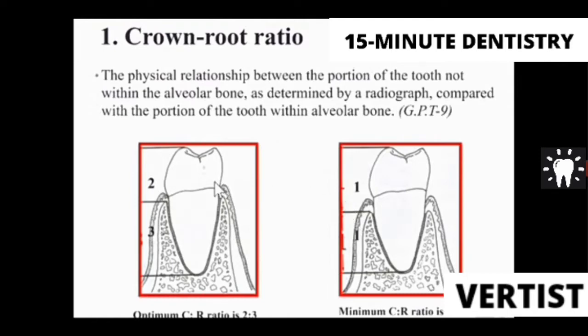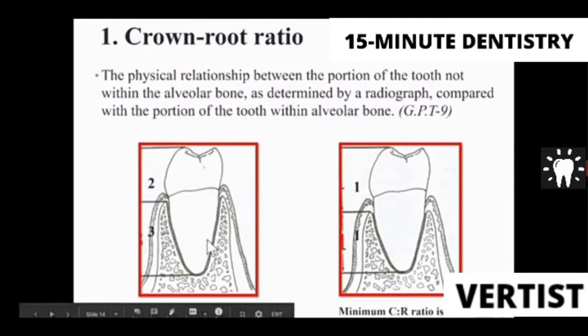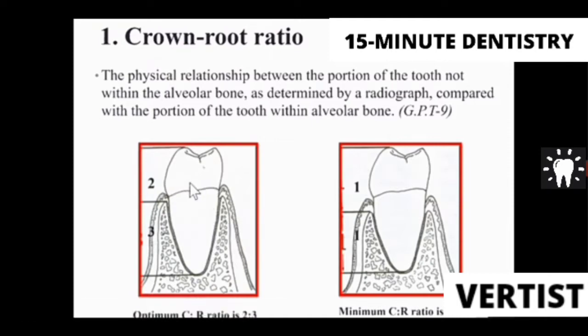Now, crown root ratio is the portion of the tooth which is not within the alveolar bone compared to the portion of the tooth which is within the alveolar bone. The optimum ratio is 2:3. This may not be achievable in all situations. Therefore, a minimum crown to root ratio of 1:1 is also acceptable.